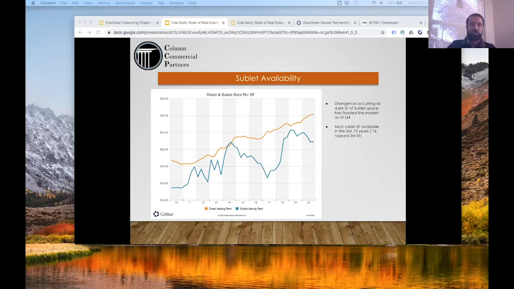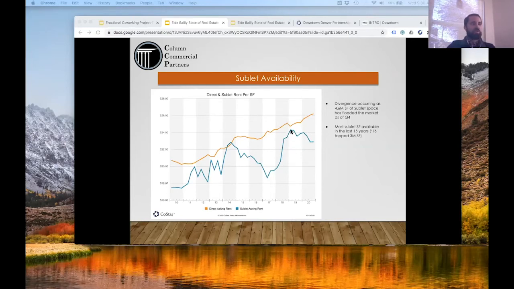And I touched on this earlier. Whiting Petroleum Extraction, they're about a third of that 900,000 square feet of oil and gas sublease space that has come to the market.